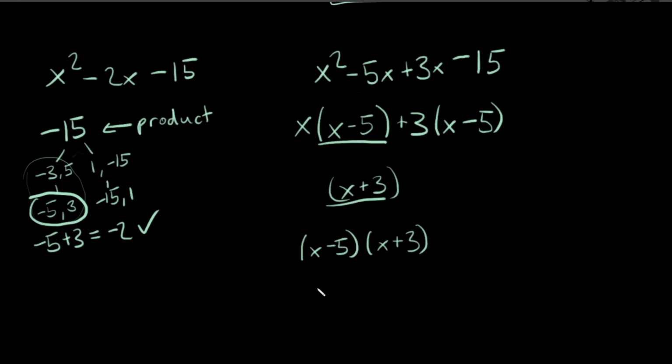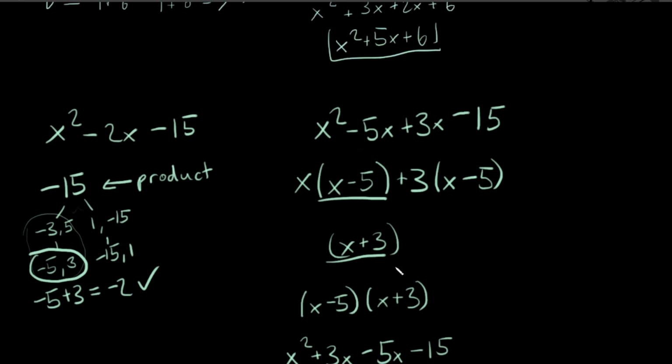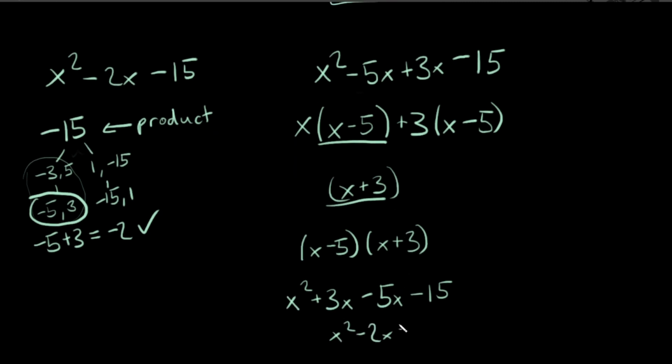Now if you want to see how to expand it, well, we just do x times x, sorry. So we say x squared, x times plus 3, so we have plus 3x, negative 5 times x, minus 5x, negative 5 times positive 3, we have negative 15, which can be rewritten as x squared minus 2x minus 15.